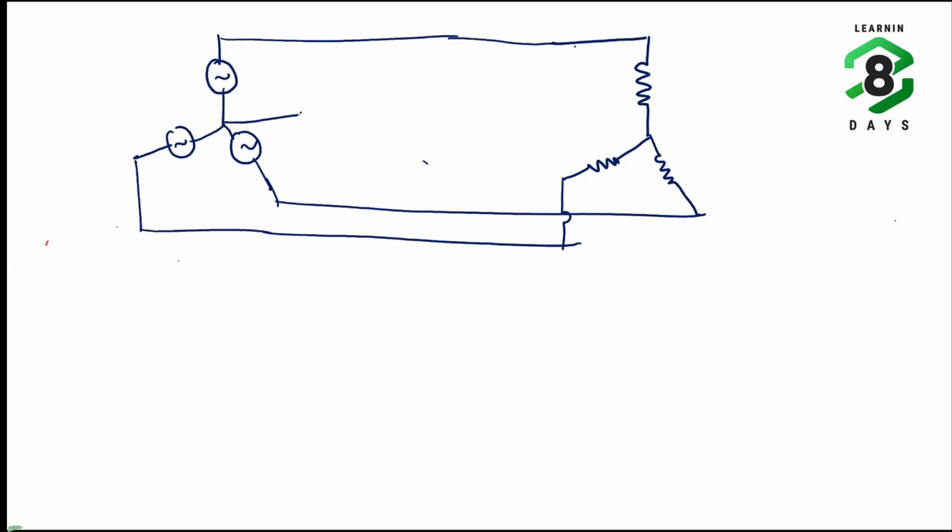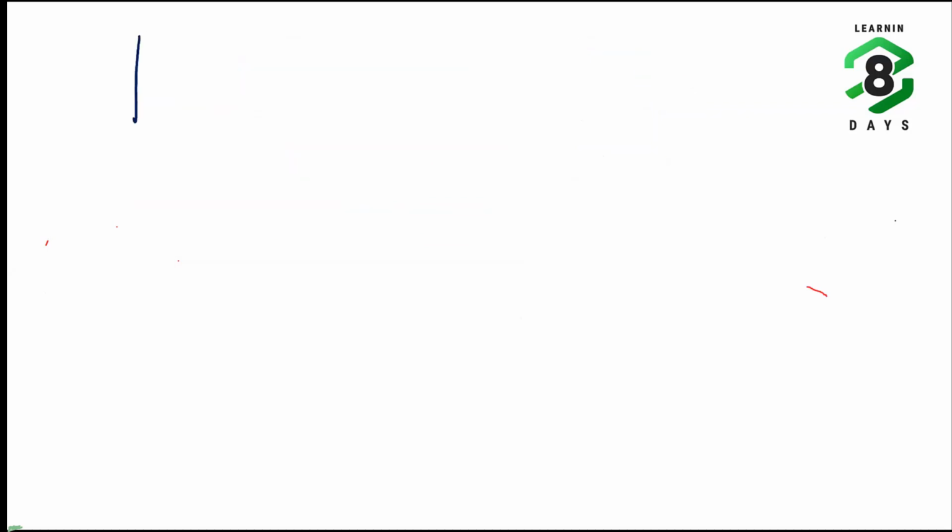The sources are unbalanced. But what are these voltages? This voltage is VAN. This voltage is VBN. This voltage is VCN. With respect to this one, this voltage is VCN. That means the phase to neutral voltages of the 3 phases are VAN, VBN and VCN. The loads are balanced. That is 1 per unit, 1 per unit and 1 per unit.